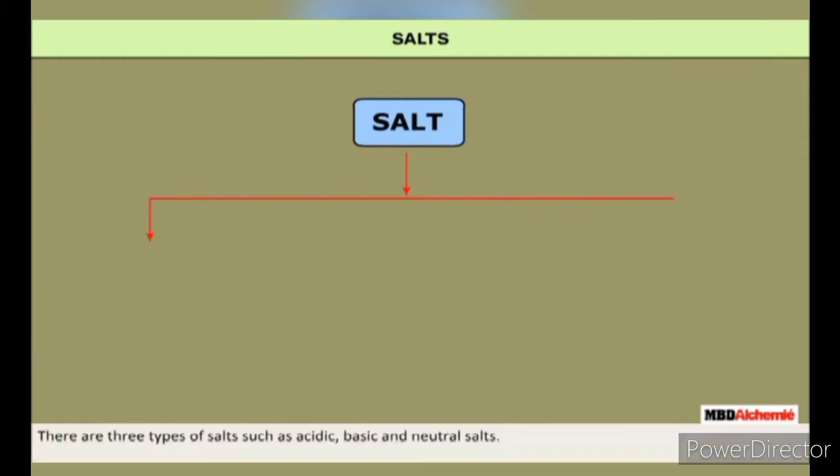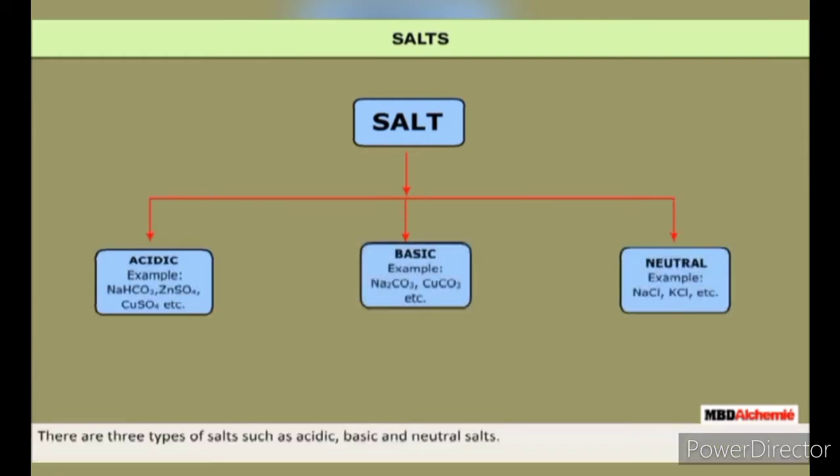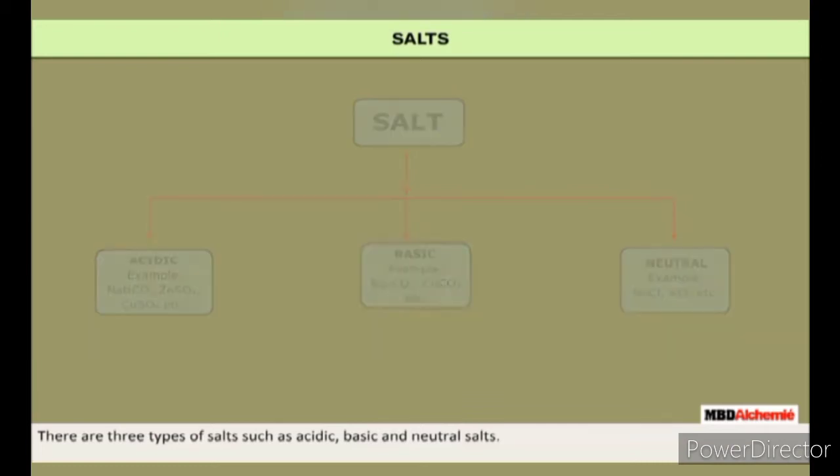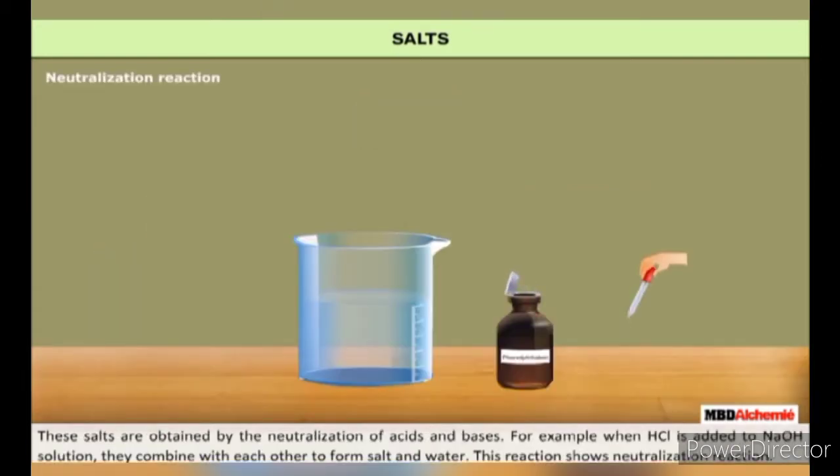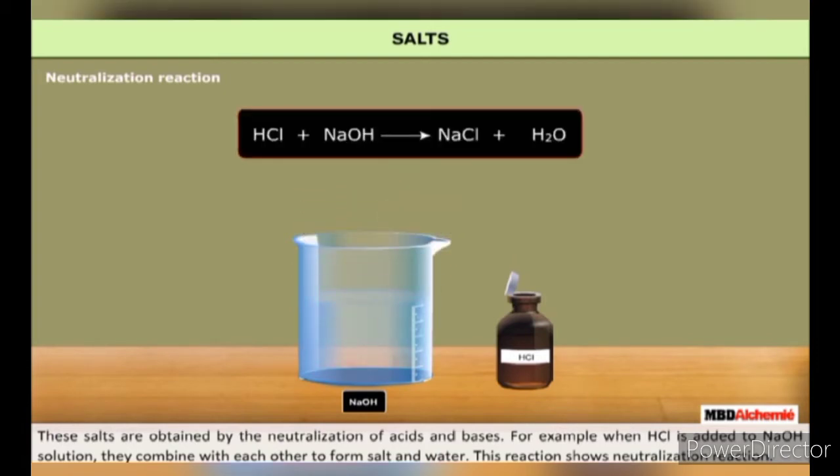Salts. There are three types of salts such as acidic, basic, and neutral salts. These salts are obtained by the neutralization of acids and bases. For example, when hydrochloric acid is added to sodium hydroxide solution, they combine with each other to form a salt and water. This reaction shows neutralization reaction.